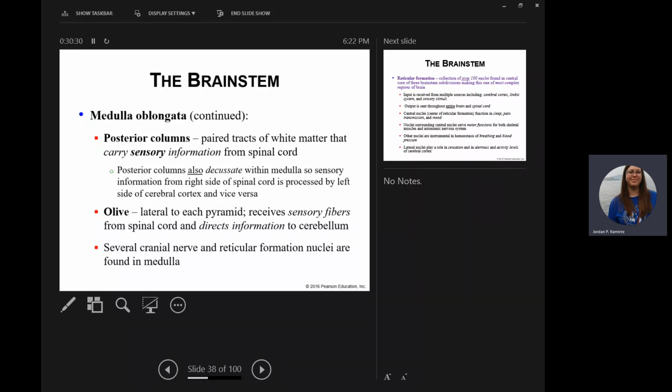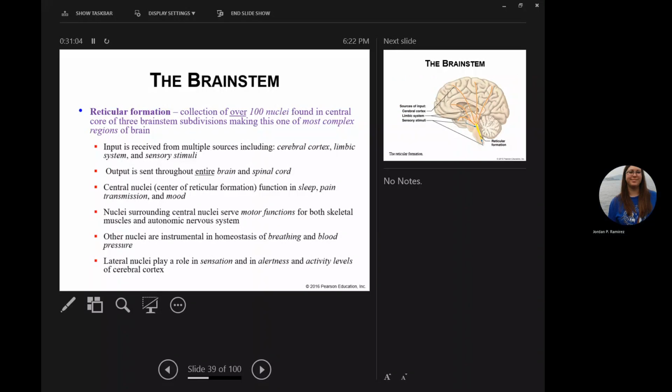So you also have the olive. There are several different names for this one as well. You can also hear it called olivary nuclei. That's a little bit more common in some books, it just depends. These are lateral to each pyramid, and it receives sensory fibers from the spinal cord and directs information to the cerebellum. You also have several cranial nerve and reticular formation nuclei found in the medulla, but again, we'll talk more about that here.